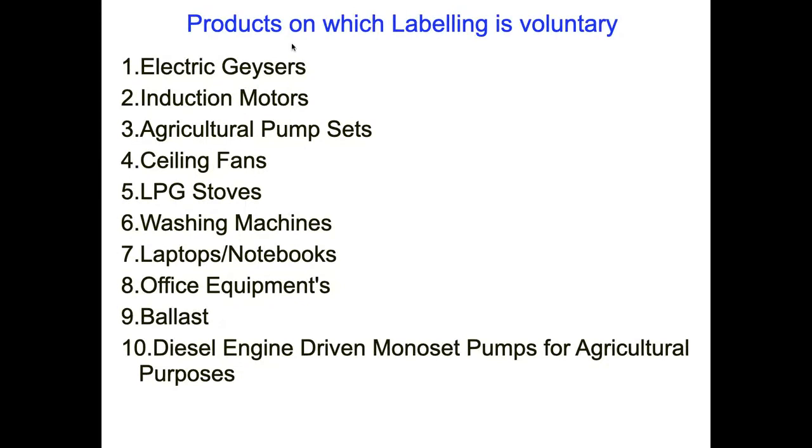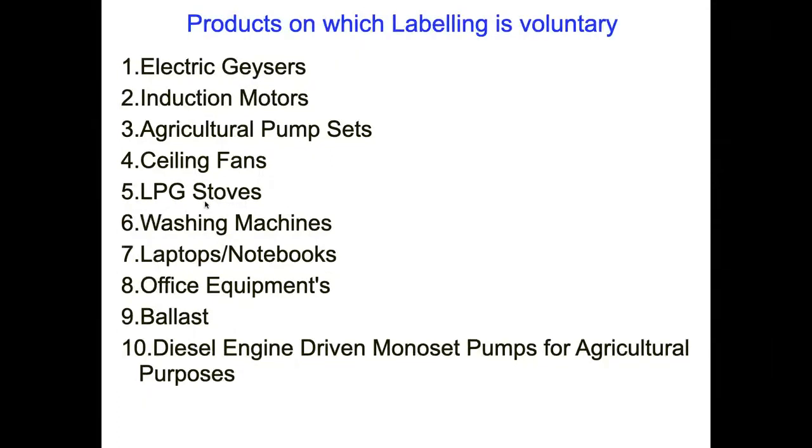So some of the products where the label is voluntary, right? Such as electric geysers, induction motors, even the agriculture pump sets. So it is not mandatory for such kinds of products to give labels. That would be voluntary. They may use it or they might not use it, for the time being.